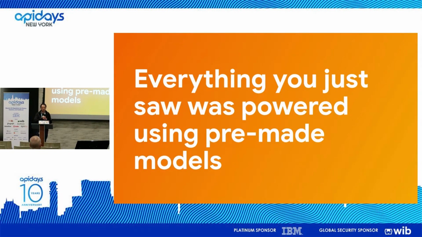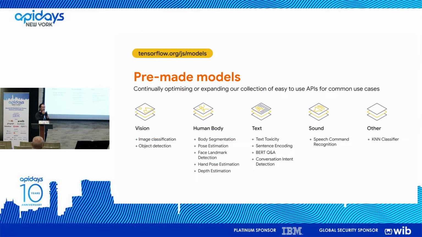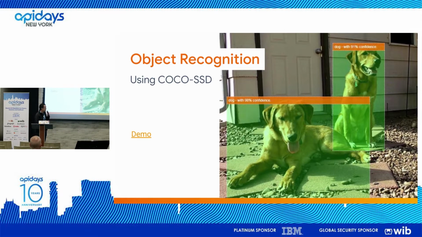Now, everything you just saw was powered using our pre-made models. And these pre-made models are really easy to use APIs that you can use in JavaScript in just a few lines of code, ranging from computer vision, human body understanding, text understanding, sound recognition, and a few other things as well for good measure. So I'm going to dive into some of these live so you can just get a feel for these. So the first one is object recognition. Object recognition is essentially the essence of understanding where in an image something is. You've got these bounding boxes coming back, and because of that, you can also understand how many of those things are there. So I'm just going to switch to a live demo here.